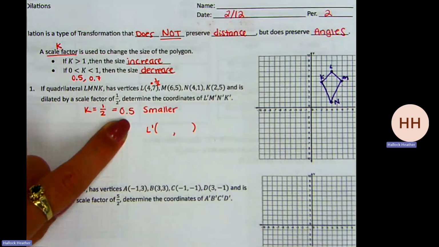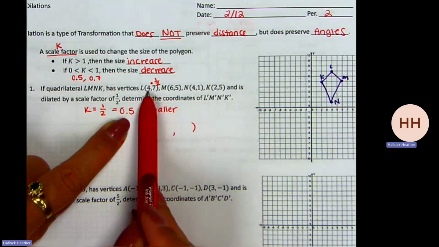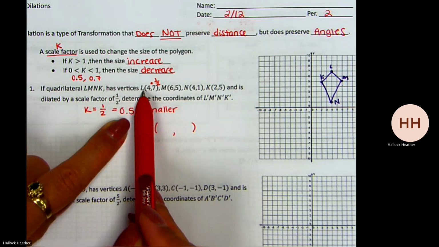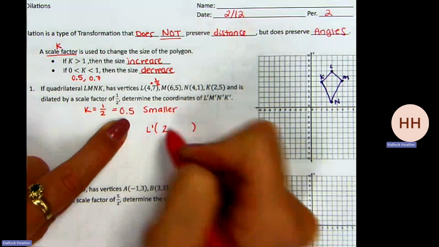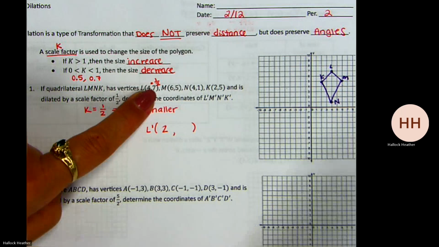If I multiply by 0.5 or if I multiply by 1/2. If I take 4 and I multiply by 1/2, what do I get? 2, because it's cutting it in half. So it was 4, now it's 2. 7 cut in half is going to be what? 3.5.